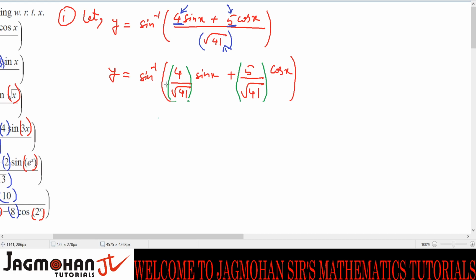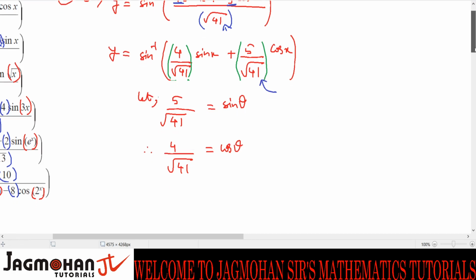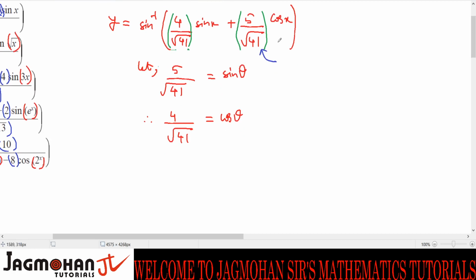So the next step I will write is, see here outside I have sine inverse. So let 5 upon root 41 equal sine theta. Therefore 4 upon root 41 is equal to cos theta. What I did was, I took this as sine theta. You will know in a while why I did that. So when I take this as sine theta, see what will happen to this equation.